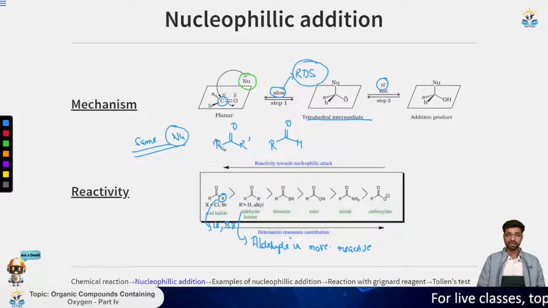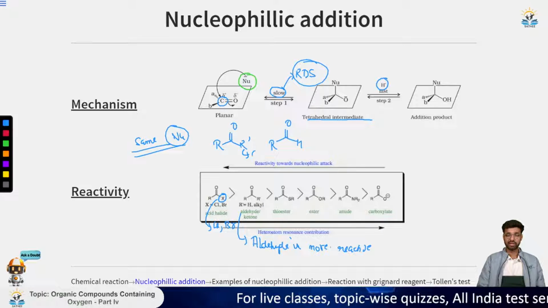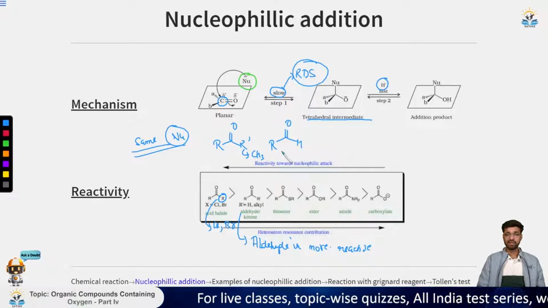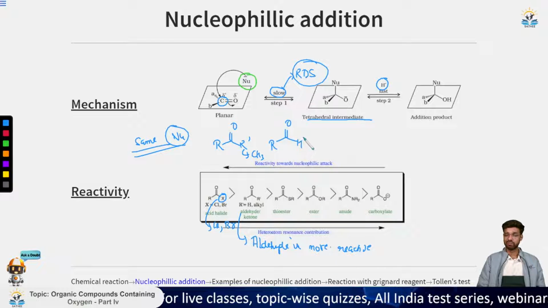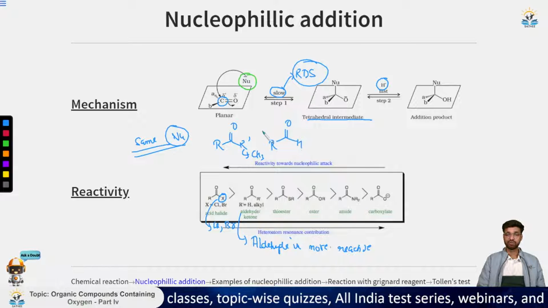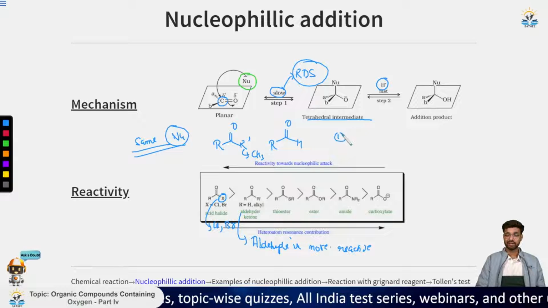First of all, we have the steric hindrance due to R and R dash. We know very well that an H atom is absolutely smaller than the alkyl group, whatever the size of the alkyl group. The smallest it can be is CH3, which still has 3 hydrogens and 1 carbon, but this is only 1 hydrogen. So the first reason is the steric hindrance.